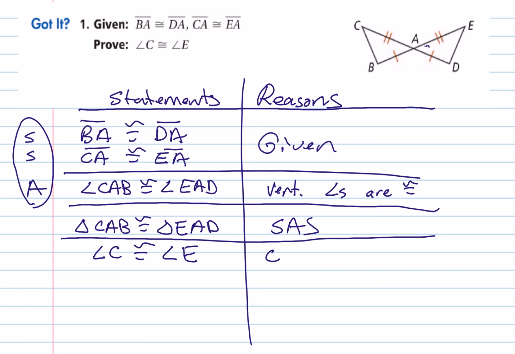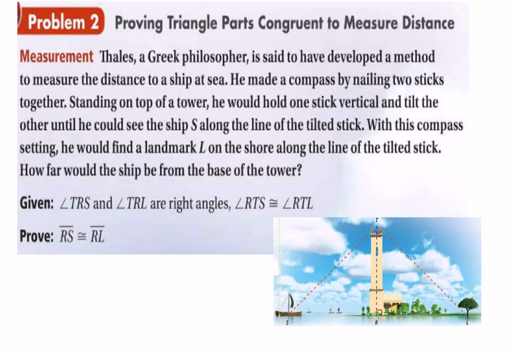And the reason is CPCTC: corresponding parts of congruent triangles are congruent. All right. For our last problem here, we're going to see how congruent triangles are useful for measurement.